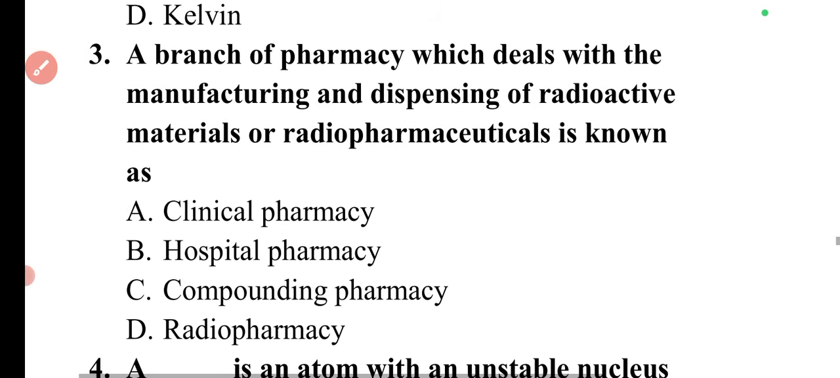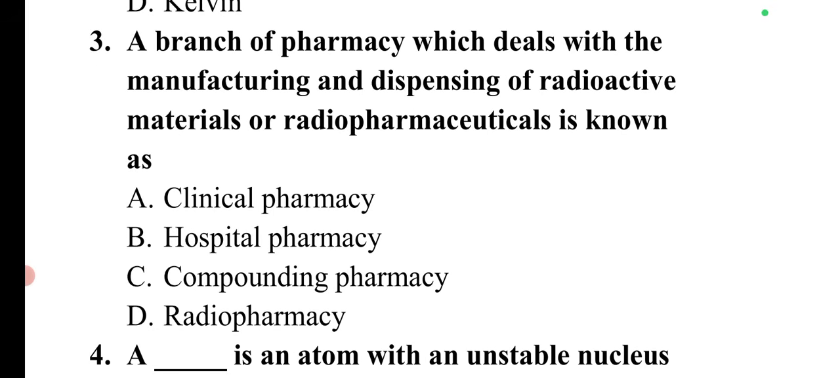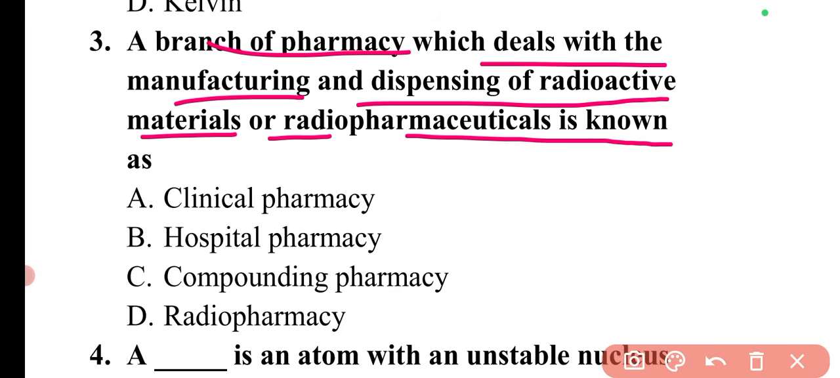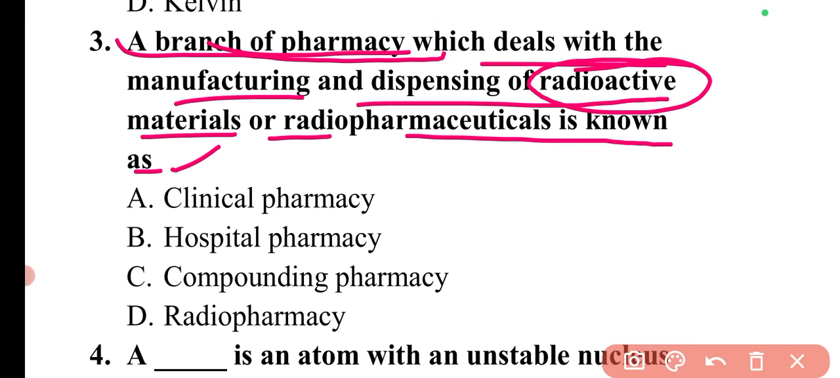Now we can move to the next question. The question is a branch of pharmacy which deals with the manufacturing and dispensing of radioactive materials or radiopharmaceuticals is known as. So which branch of pharmacy deals with the manufacturing of radioactive materials? Okay, so this branch is radio pharmacy. So here option D will be the correct answer.